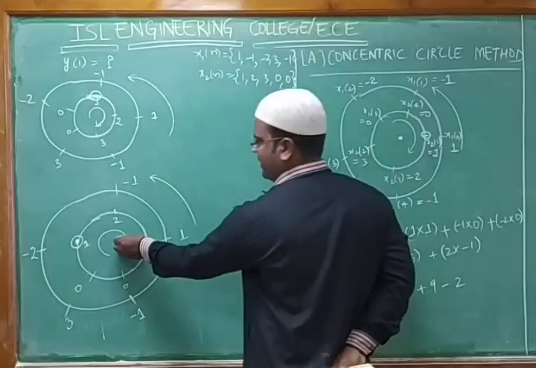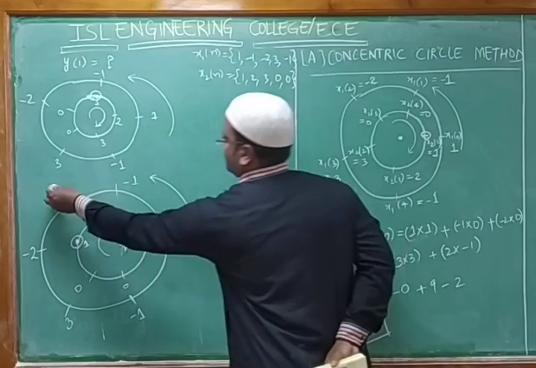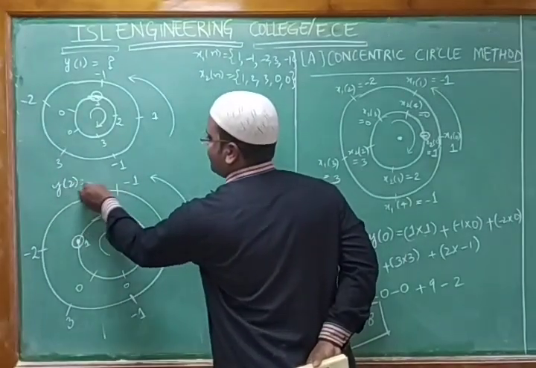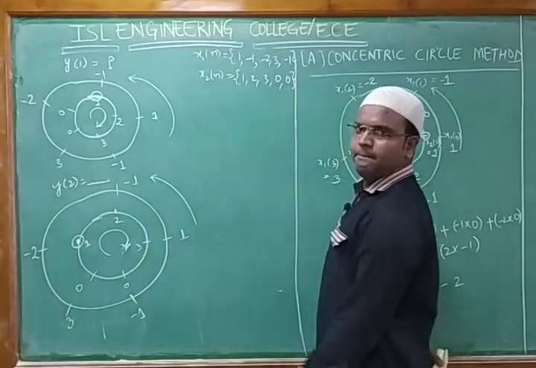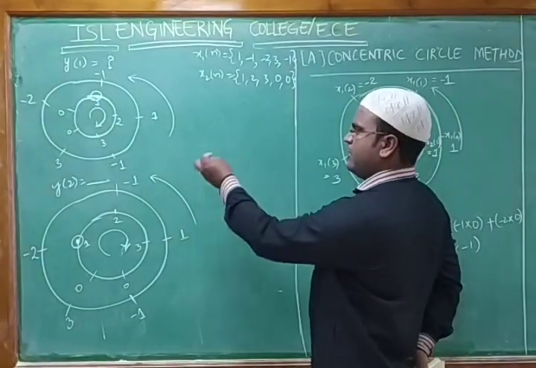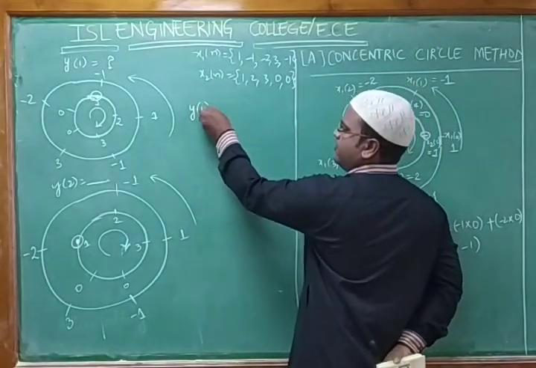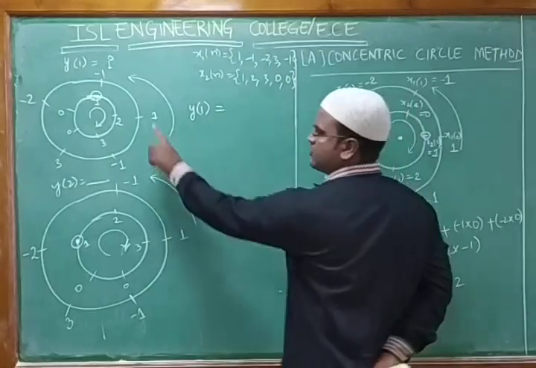So what is the value we'll get here? This is nothing but y of 2. We'll find y of 2 by using this step. So what is the y of 0, y of 1 now? Tell me, what is the y of 1? So y of 1 would be equal to, what are the corresponding values?